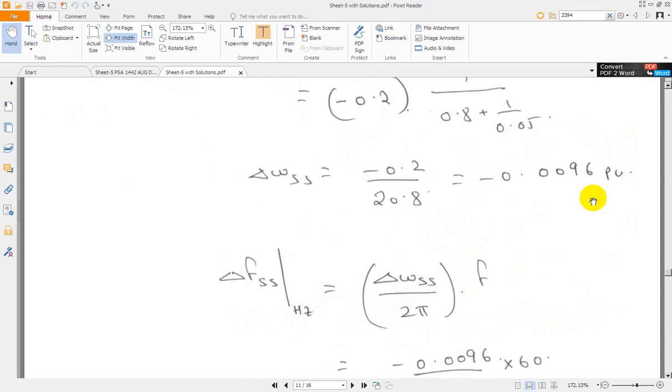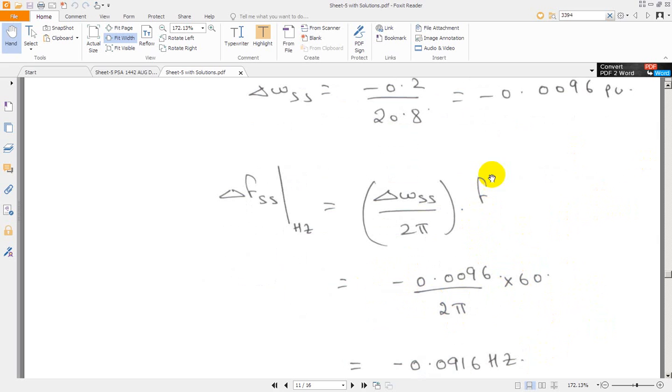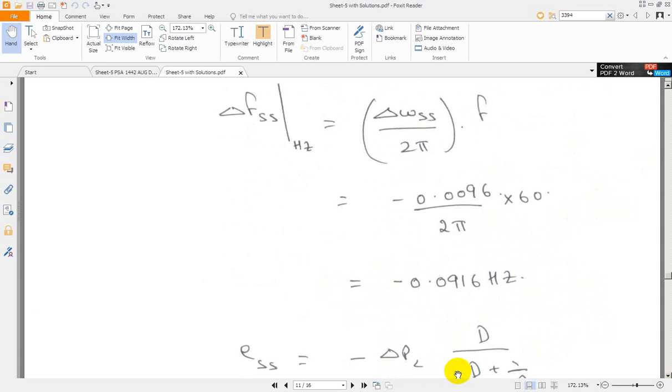If you want to represent this per unit value in hertz, multiply this value by f and divided by 2 pi. F is the fundamental frequency, 60, divided by 2 pi. You will get it as minus 0.0916 Hertz.